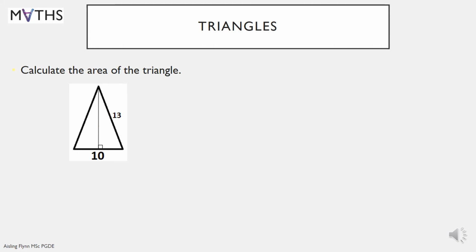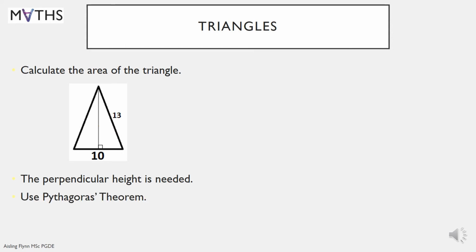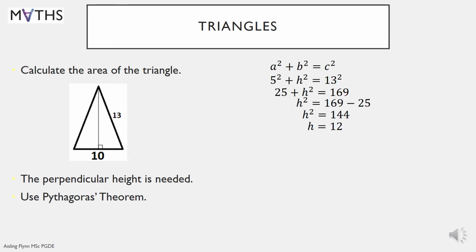Firstly, we have measurements of 10, that's a base, but 13 is not perpendicular. We need that perpendicular height that's shown there, the line that's straight up vertical. Okay, we need that perpendicular height, and we're going to use Pythagoras' theorem to get it. We're going to focus on 1/2 of the triangle, okay, and that contains a right angle.